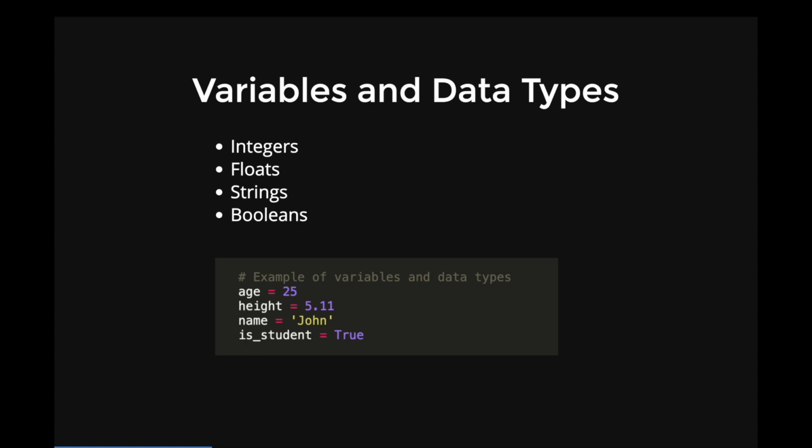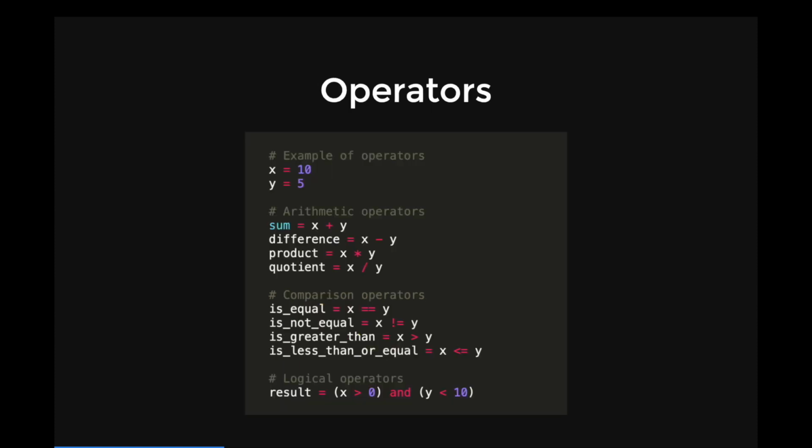Age is integer, height is float as you can see here, name equal to John, which is a string, and is_student equal to true, which is a boolean. Operators. Python supports various operators for performing operations on variables and values. These include arithmetic operators like plus, minus, multiplication, and division.